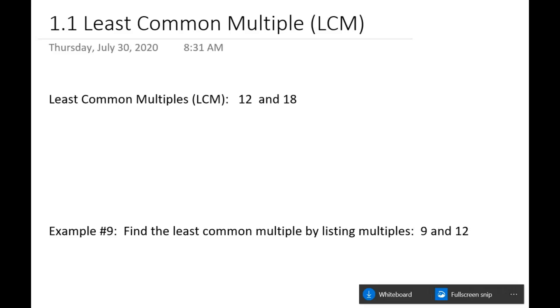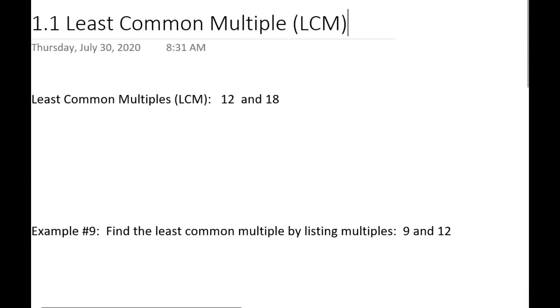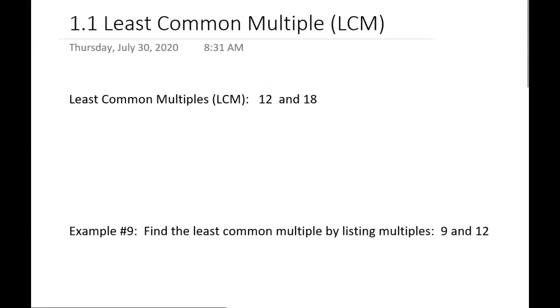One way to do it is by simply listing the multiples. So let's take 12, and we'll list some multiples. 24, 36, 48, 60, and it keeps going, and I can keep going if I have to, but I'm kind of getting tired of doing it. But those are the first 5 multiples of 12.